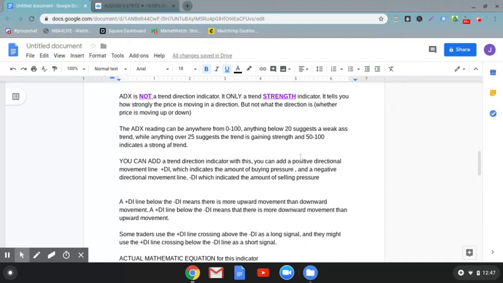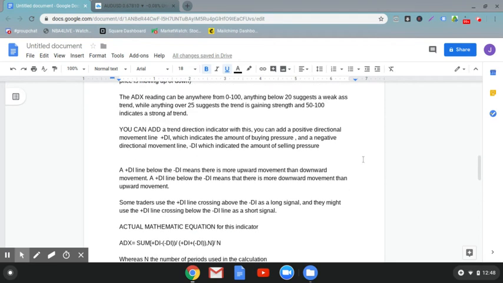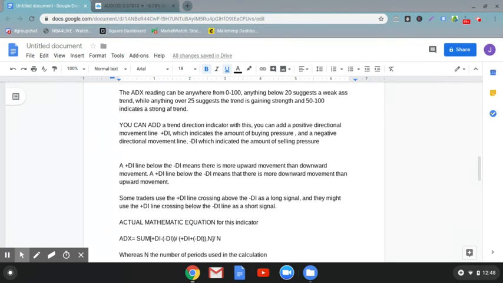So you can add a positive directional movement line, the plus DI, which indicates the amount of buying pressure, okay? You can also add a negative directional movement line, the negative DI, which will indicate the amount of selling pressure, okay? The plus DI line above the negative DI line means that there's more upward movement than downward movement, right? And the plus DI line below the negative means that there's more downward movement than upward.